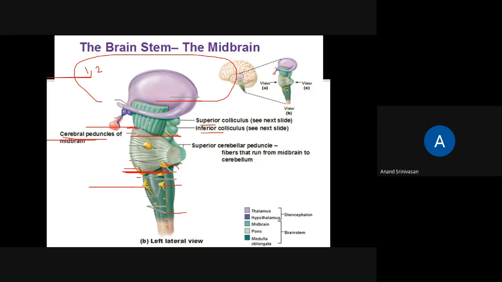5, 6, 7, 8 is over. What is the last one? 9, 10, 11 and 12. So these cranial nerves will terminate in the medulla oblongata. This is a slightly easier way to remember. First 2 cranial nerves from the cerebrum, third and fourth from the midbrain, then 5, 6, 7, 8 from pons and 9, 10, 11, 12 from medulla oblongata.